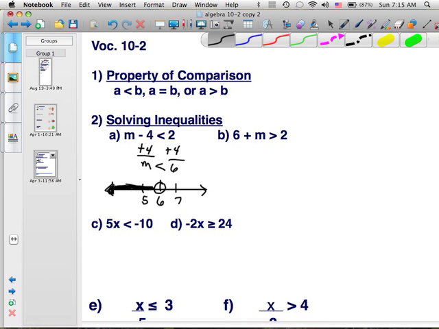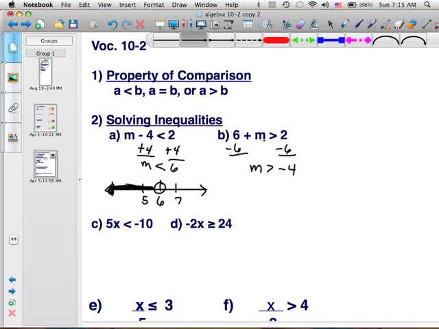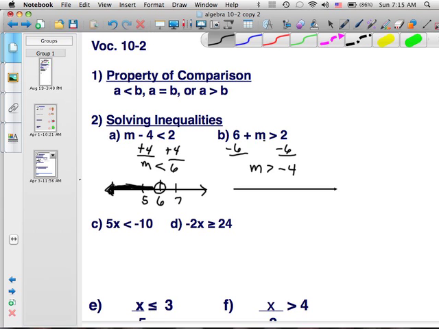The second inequality involves an addition problem, so we're going to solve for m. We're going to subtract 6 from both sides, and we get m is greater than -4. Again, to show all possible solutions, we're going to graph it. So we put down -4, a number to the right of it, -3, a number to the left. Since it's greater than, I can't include the -4, so I use an open circle to show that it's all the numbers greater than -4, a solid line, and then a solid arrow.